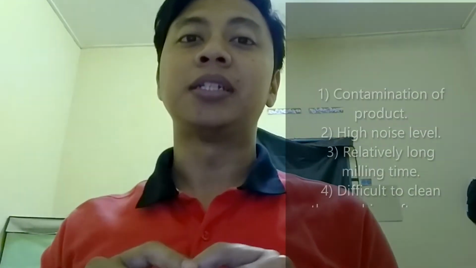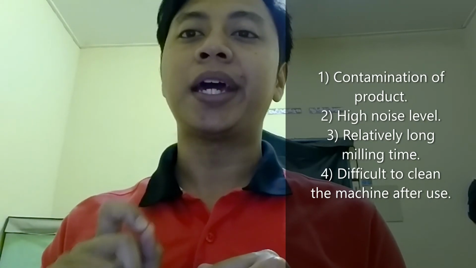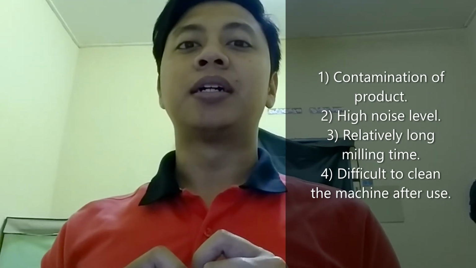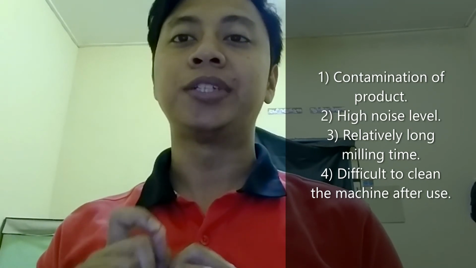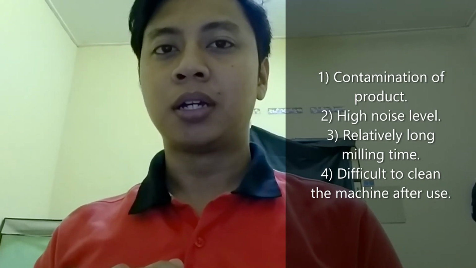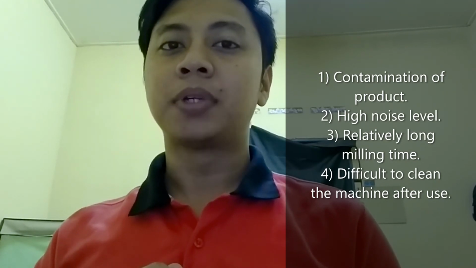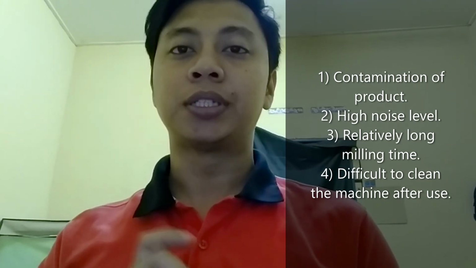The disadvantages of ball mills are: the first is that contamination of the product may occur as a result of wear and tear, which occurs principally from the balls and partially from the casing. The second is that the machine produces a high noise level, especially if the hollow cylinder is made of metal, but much less if rubber is used. The third disadvantage is that it takes a relatively long milling time, and the fourth is that it is difficult to clean the machine after use.